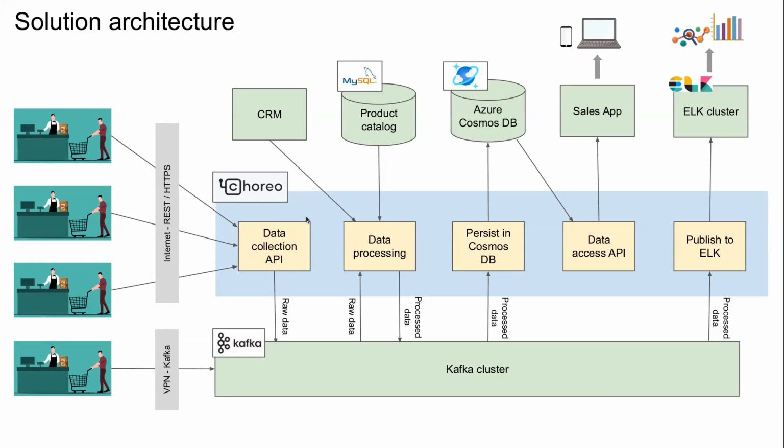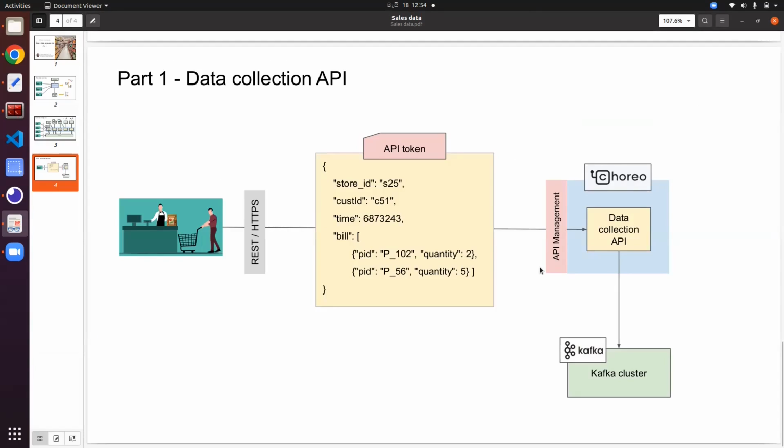So in the first video, we developed a REST API to collect sales data over the internet and to publish that into a Kafka cluster. In this video, we will discuss how to add security and API governance features to this API so that only these shopping outlets can invoke this API.